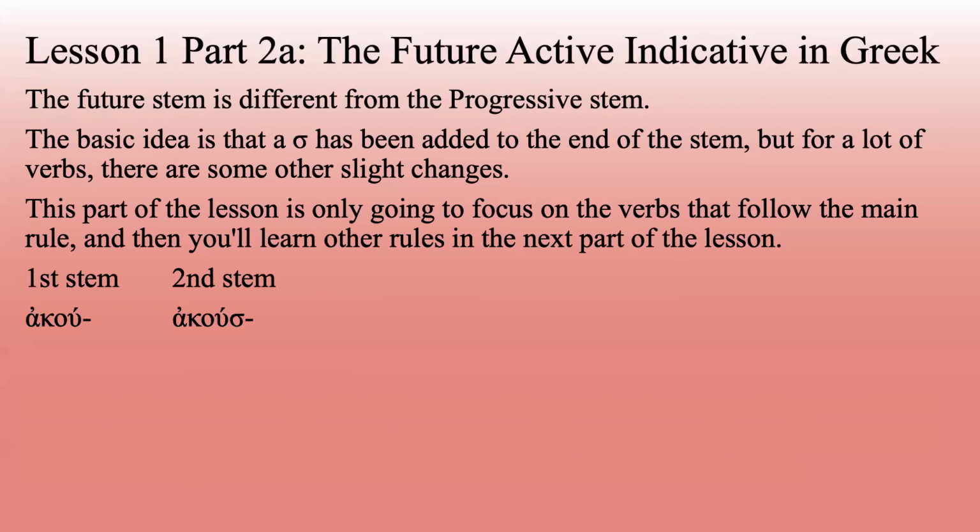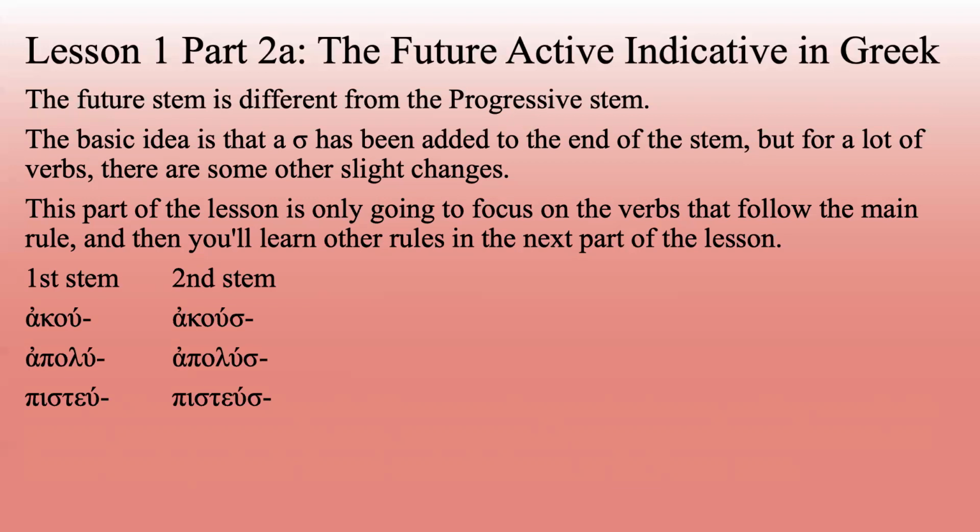So for a first stem and a second stem, aku from akuo is the first stem. Akous is the second stem. You'll notice the only difference is that a sigma has been added. Apaluo has a first stem of apalu. That's what we add all our endings to. Its second stem is apalus. Pistuo has a first stem of pistu and a second stem of pistus.